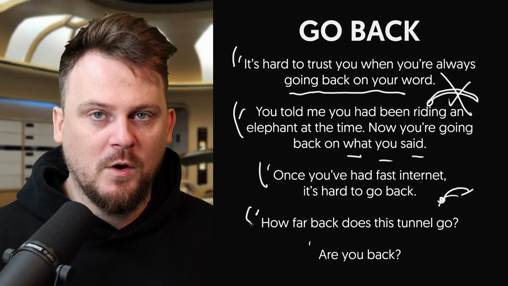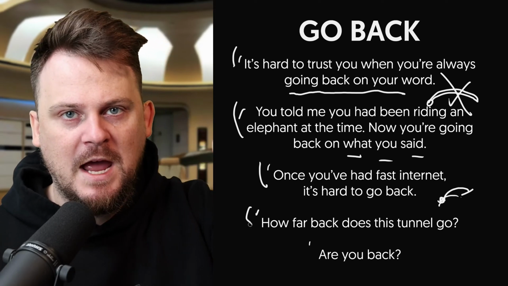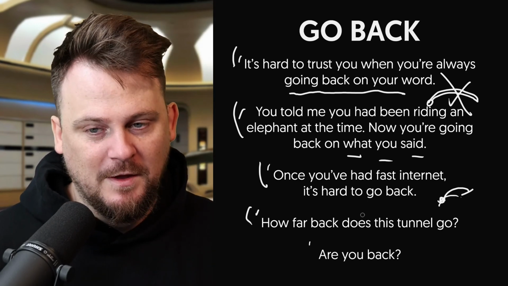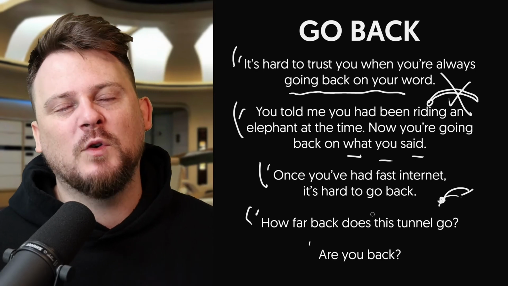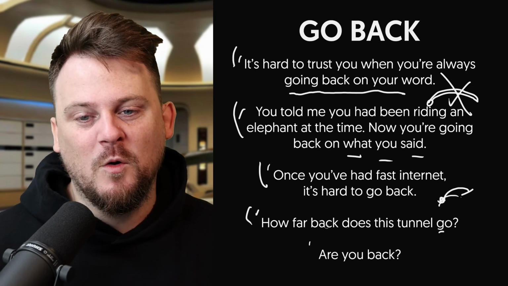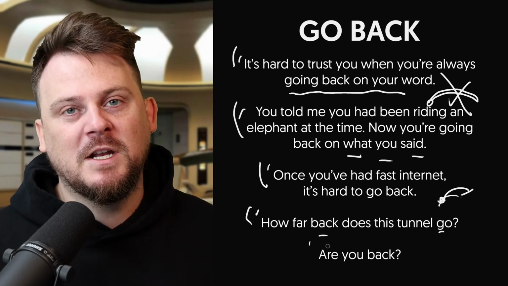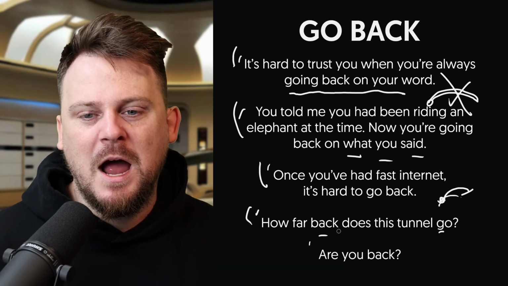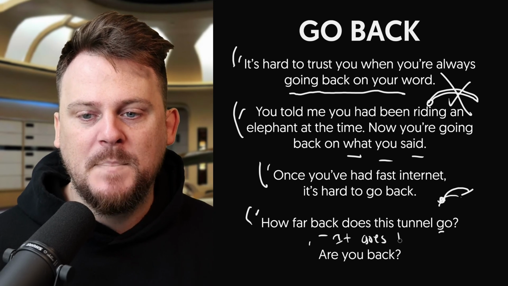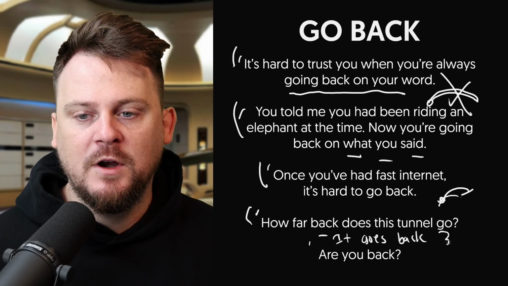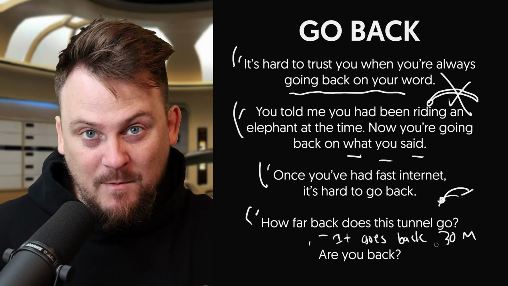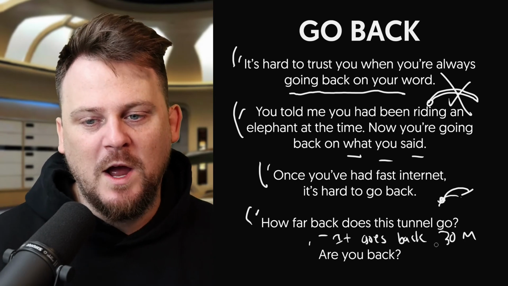How far back does this tunnel go? So this is physically backwards. How far back does it go? So we've really separated these words here. This one is a stretch to even say it fits into the phrasal verb structure, right? We just have the words go and back. But the reason I mention it is when I answer the question, I will say, it goes back 30 meters. So when I answer it in particular, it is in the same order, right? So we have to know this one as well.